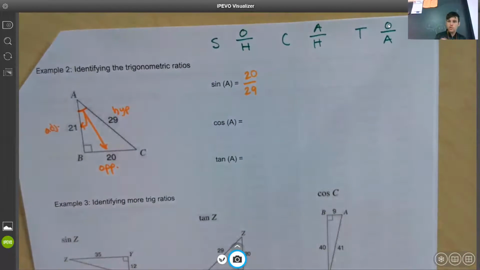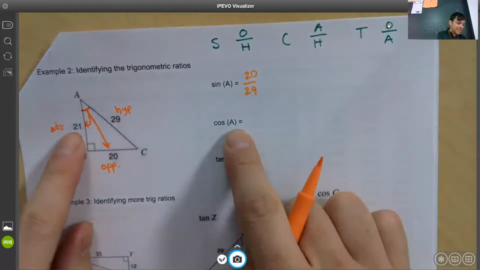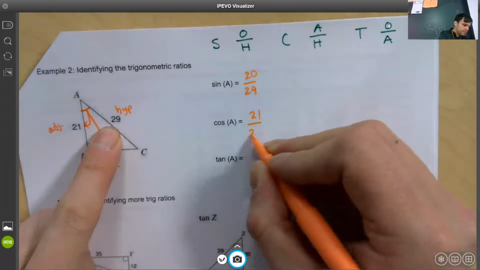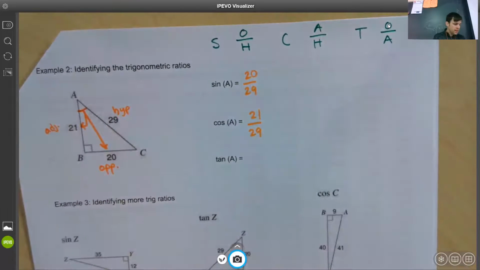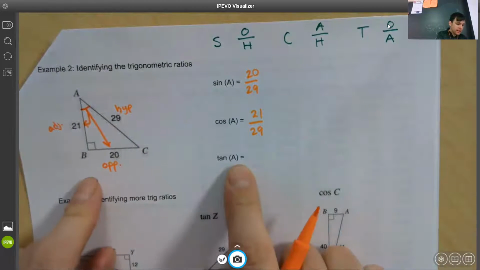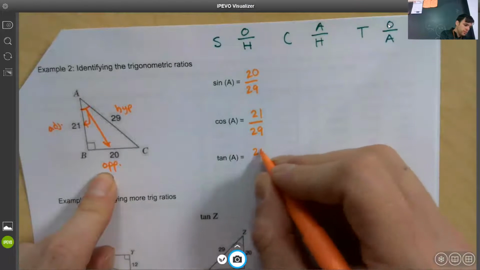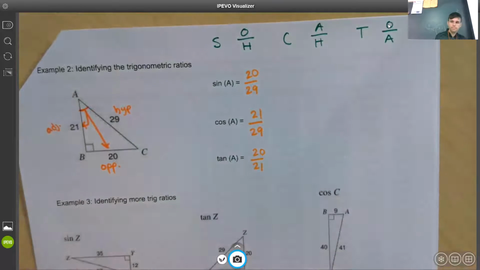Easy enough, just the ratio of those two particular lengths. The cosine of angle A is going to be the adjacent over the hypotenuse. So that's 21 over 29. And then finally, the tangent of angle A is going to be the opposite divided by adjacent. So 20 over 21. There we go. Those are our three ratios.